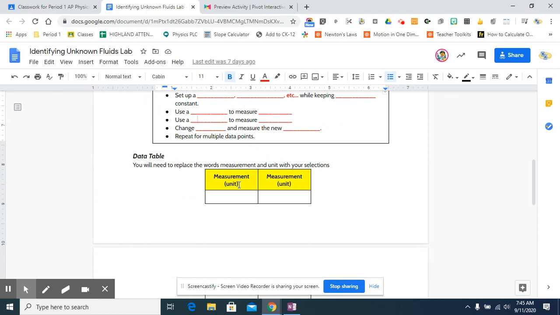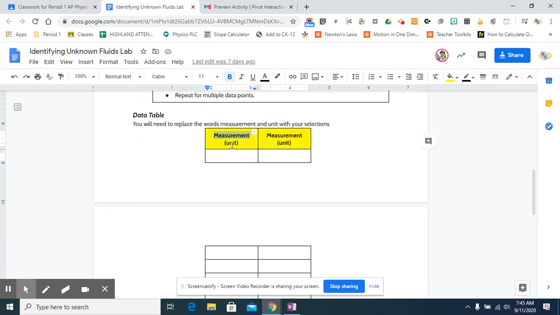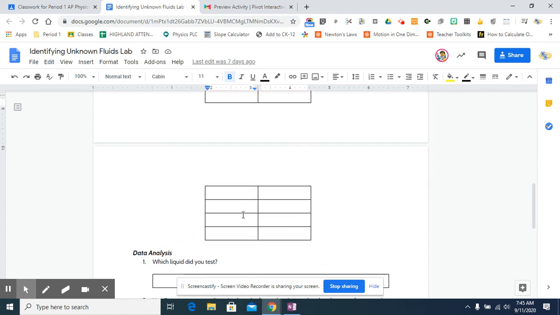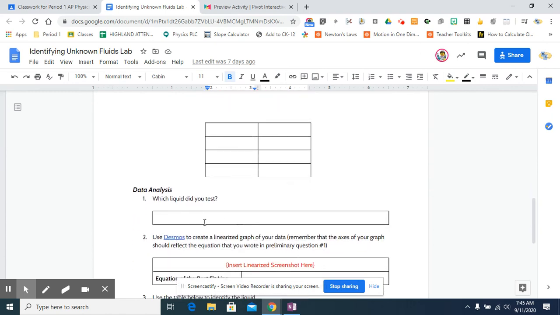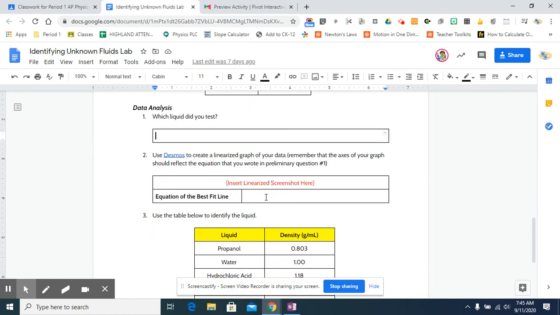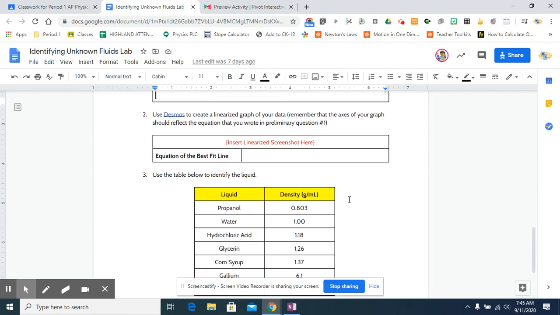You'll fill in your data table, mark out the measurement in unit with whatever your measurement was. I left it as this on purpose so that you guys can decide what goes there, because on the AP test they do that. You'll mark in your unit. You'll take 5 data points, and then that's it. So make sure though that you do tell me the liquid that you have, and then use the information that they gave to do this. I do need this equation though, because that's going to be how I determine what you did.